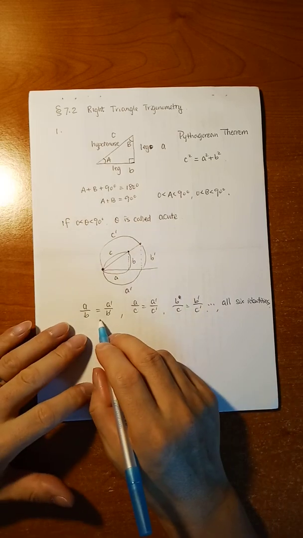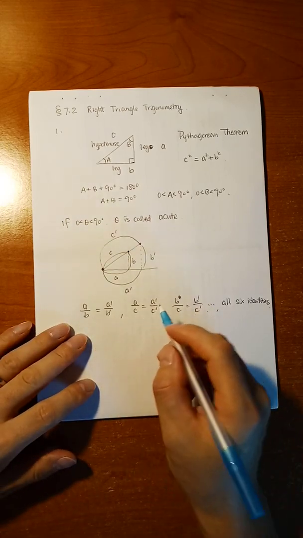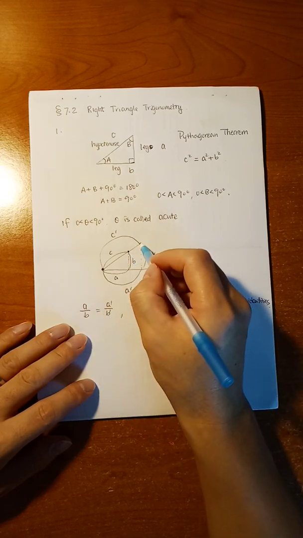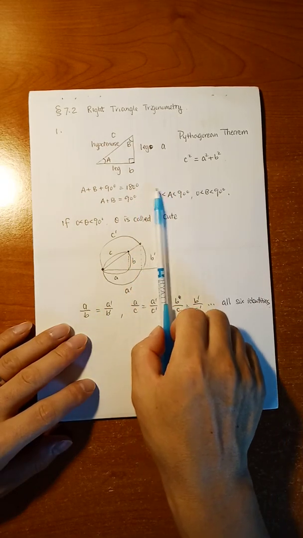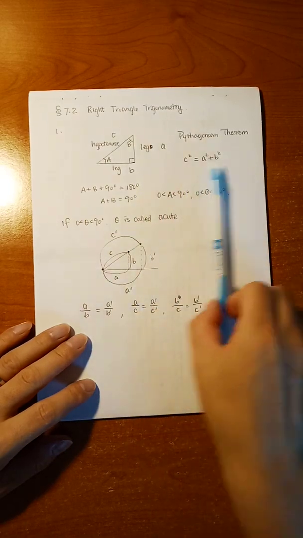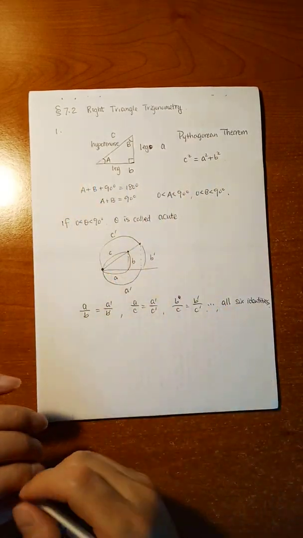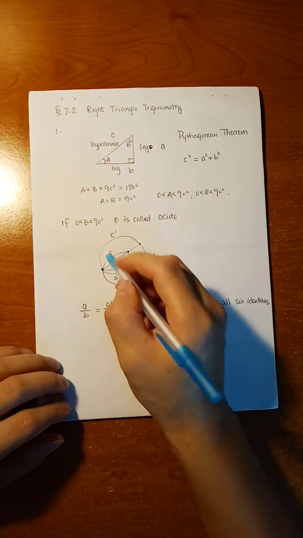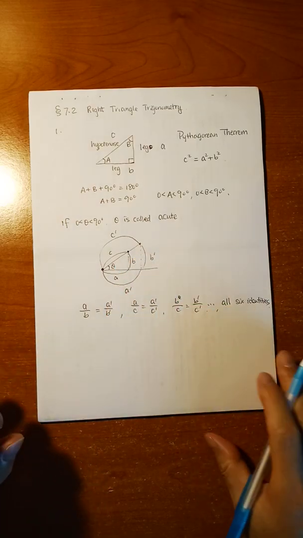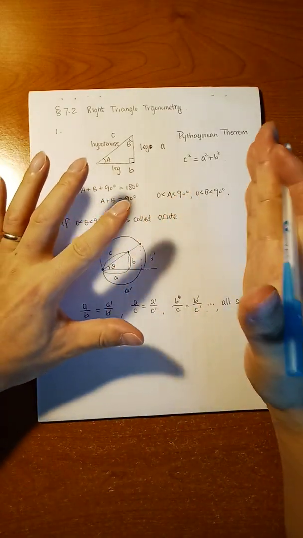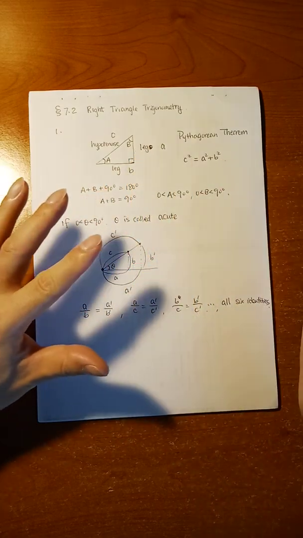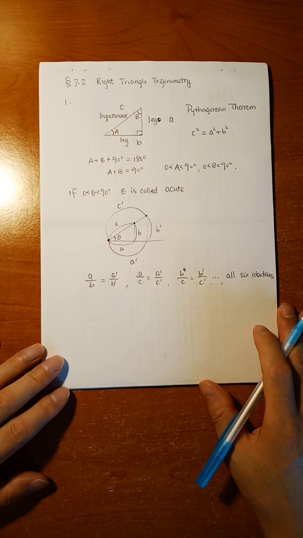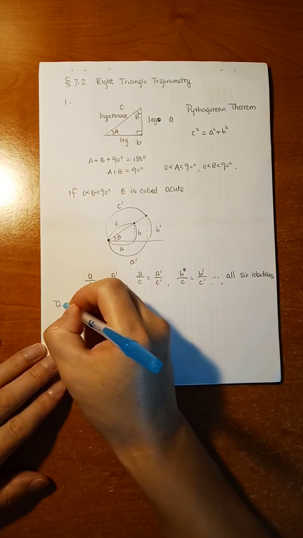Since they are always the same quantity, this ratio does not depend on the choice of this vertical side. You choose whatever place, you will have the same ratio. So this ratio only depends on this angle theta, the acute angle. It does not depend on the larger right triangle or the smaller similar right triangle, right? So that's the reason we define the following 6 trigonometric functions.